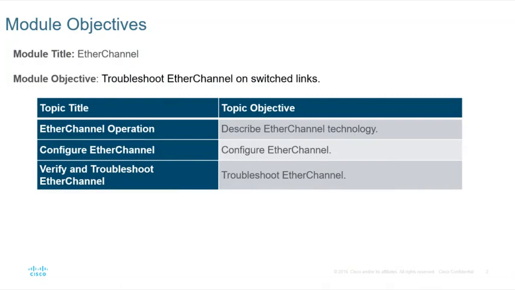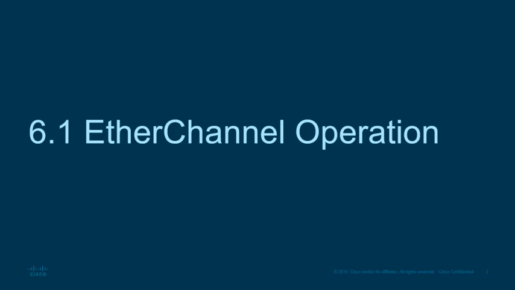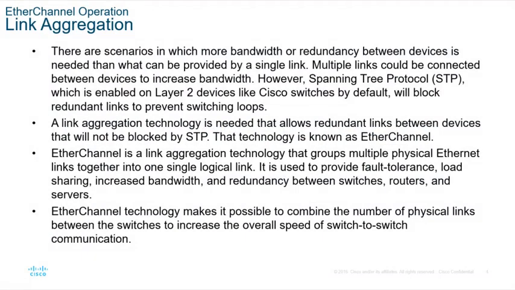Okay. So the main objective is just to troubleshoot Etherchannel on switched links. The areas that you're going to go through are Etherchannel operations, then configure Etherchannel, then verify and troubleshoot Etherchannels. So the operations: there are scenarios in which more bandwidth or redundancy between devices is needed, which we covered last time.